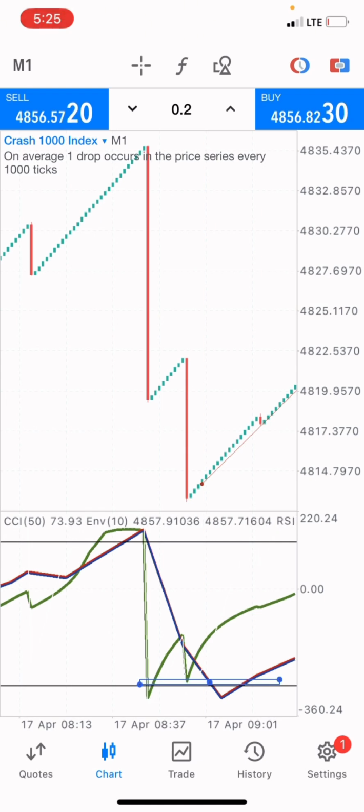Okay, most importantly, learn how to do without these indicators, guys. It's very important.